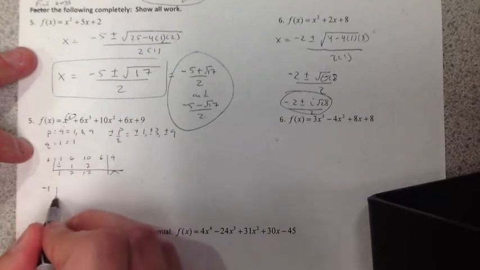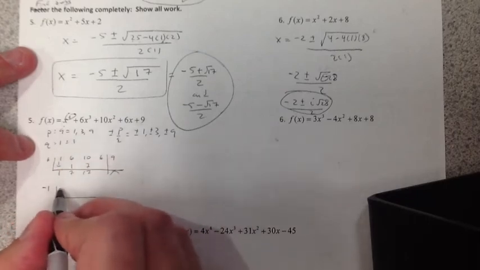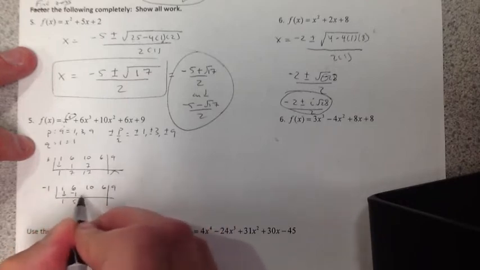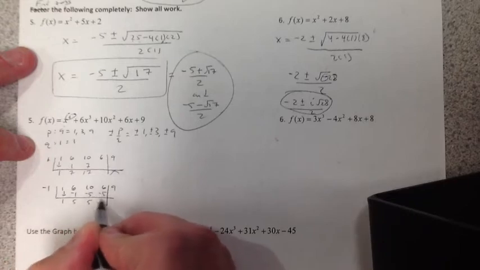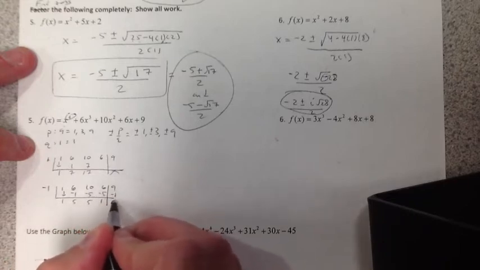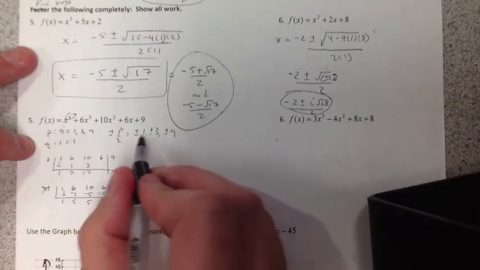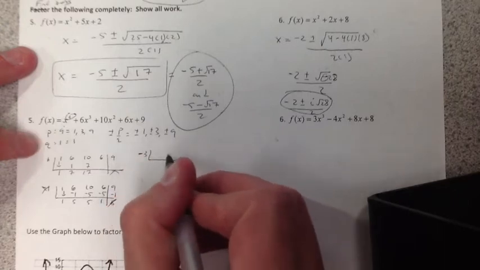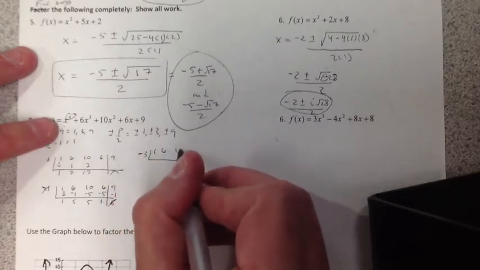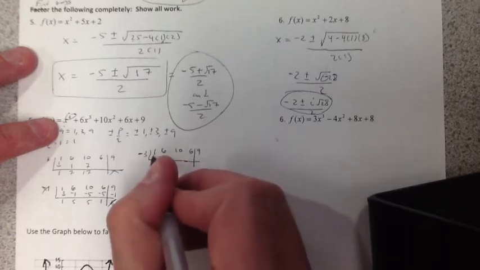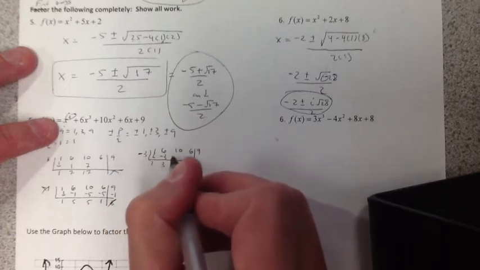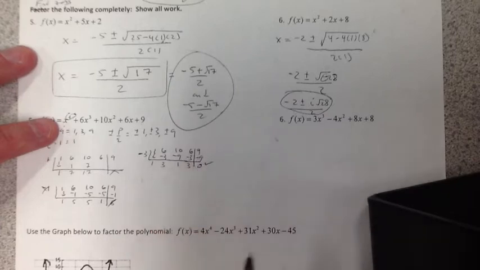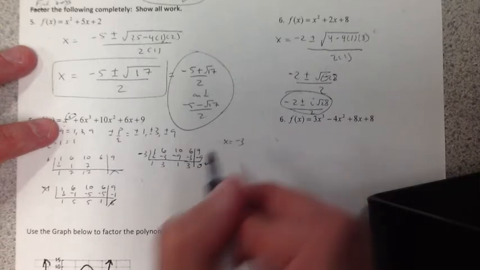So I'll check -1 instead. 1, 6, 10, 6, 9, 1, -1, 5, -5, 5, -5, 1, -1, 8. So -1 doesn't work. But again, I don't have to try positive 3 because I know they're not going to work. So I'll try -3 next. 1, 6, 10, 6, 9. We try it. 1, -3 is 3, -9 is 1, -3 is 3, -9 is 0. So it works. So one of my roots is -3.